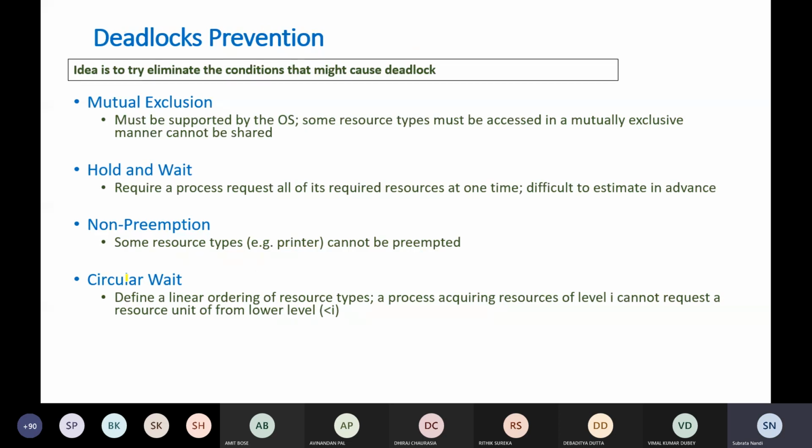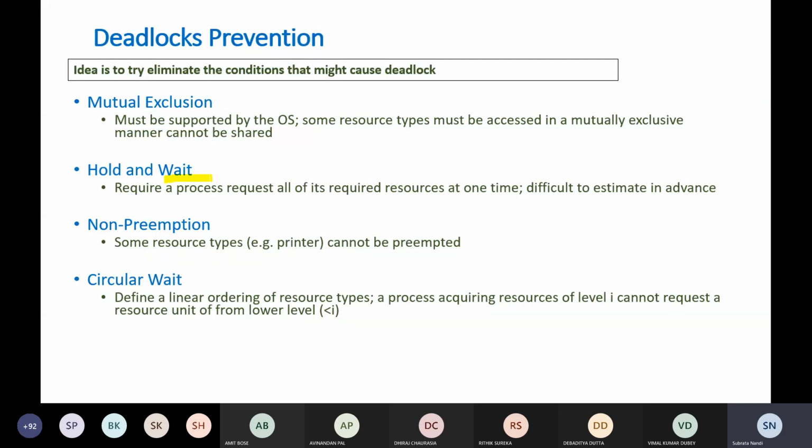So in case of deadlock prevention, which is simpler, or not very effective, the idea is to try to eliminate the conditions that might cause a deadlock. Mutual exclusion is something that you cannot eliminate. There are some resources which are shared, and they need to be used in a mutually exclusive fashion. You cannot share it, like a classroom cannot be shared by two faculties.